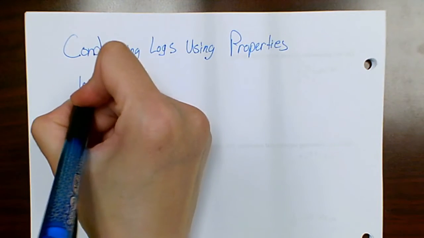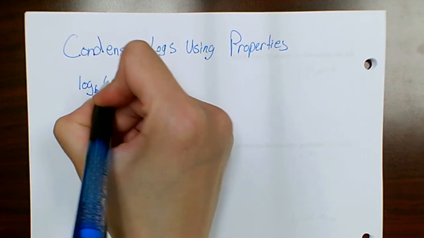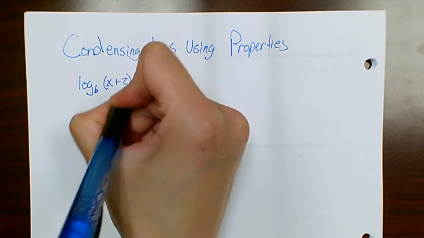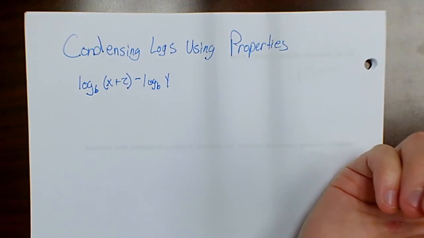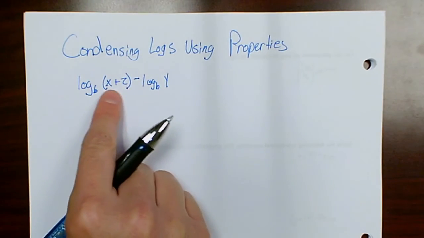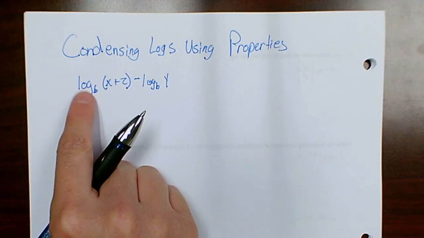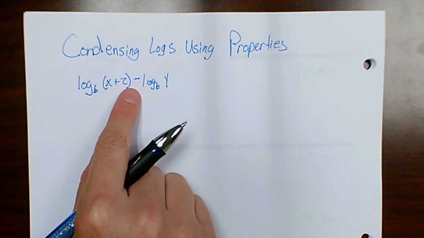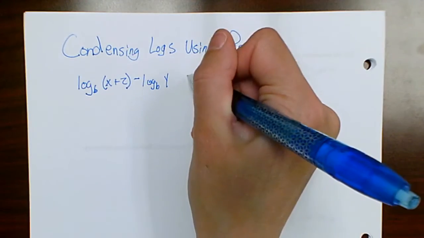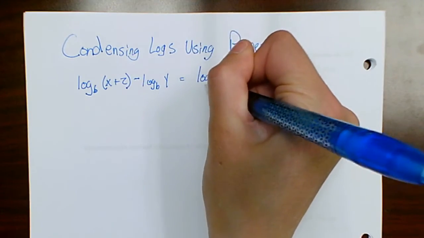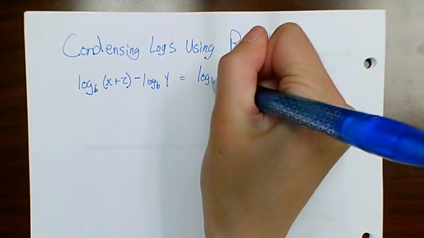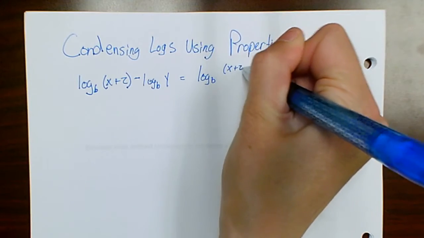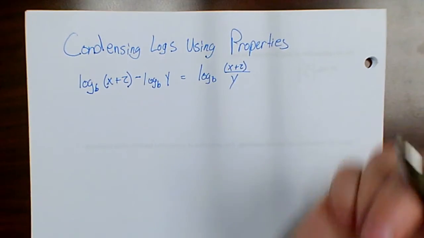So let's go log base b, x plus 2 minus log base b, y. Okay, so this is not part of a product property because it's not a single log x and a single log 2. So this is simply log base b, x plus 2 over y.